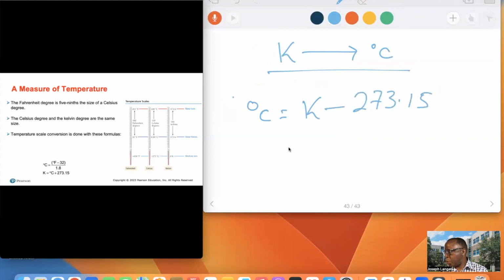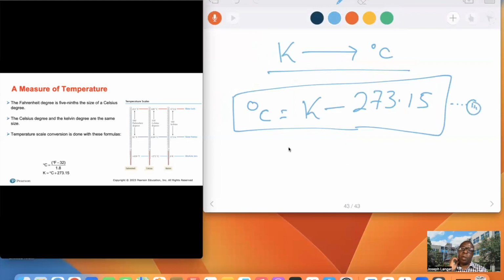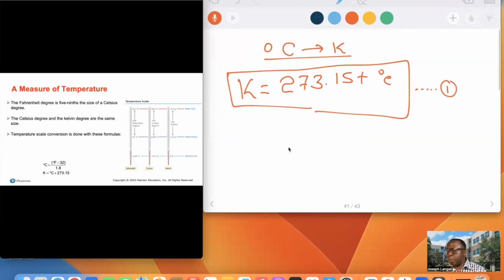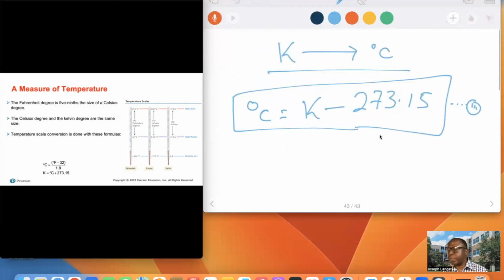273.15. What we are doing is just rearranging equation 1. I'll call this equation 3. What I've done is, from equation 1, take this across the equal sign, it will change to negative, and that is what I have in equation 3.